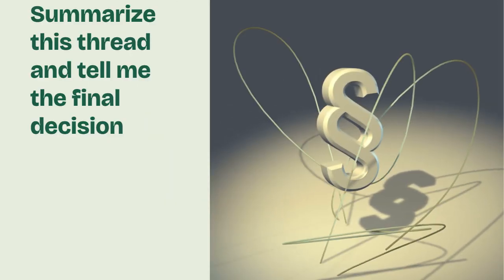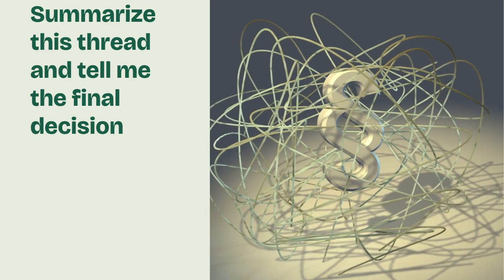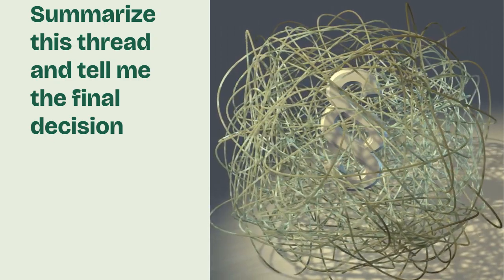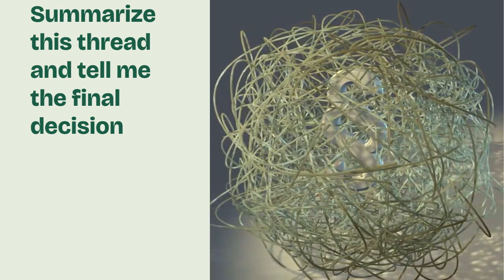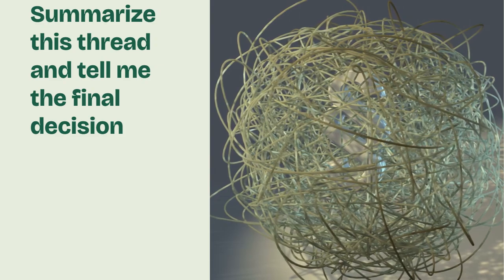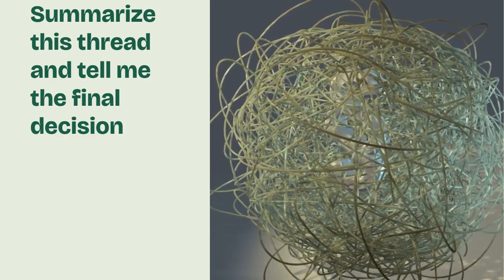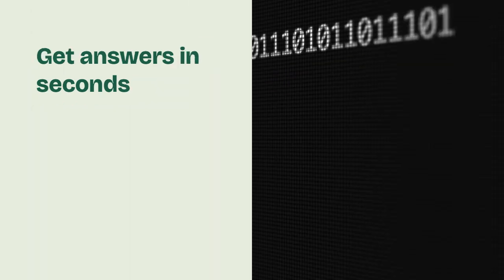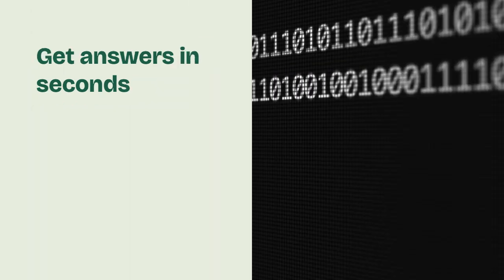A user stares at a thread with 25 replies, unsure where to begin. They ask, "Summarize this thread and tell me the final decision." Instantly, Copilot extracts the key points: who contributed, the main topics discussed, and the action agreed upon. Instead of scrolling endlessly, you get the answers you need in seconds.